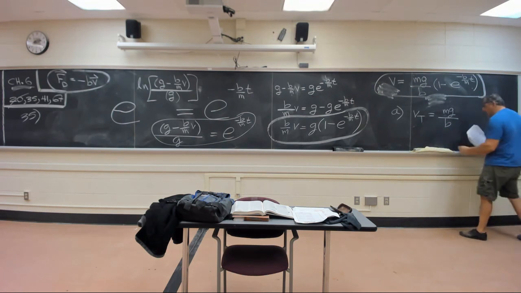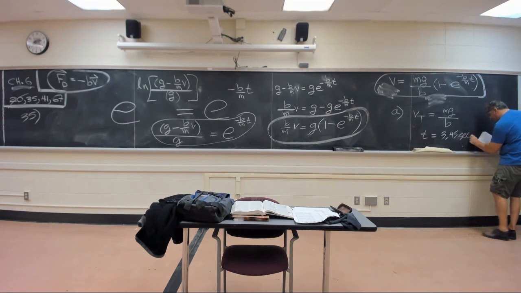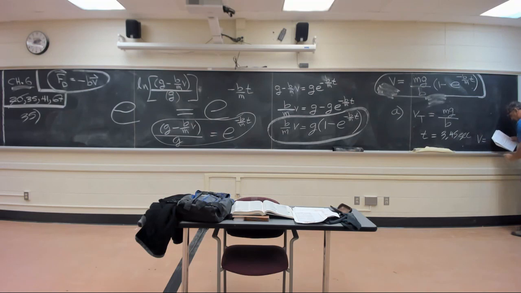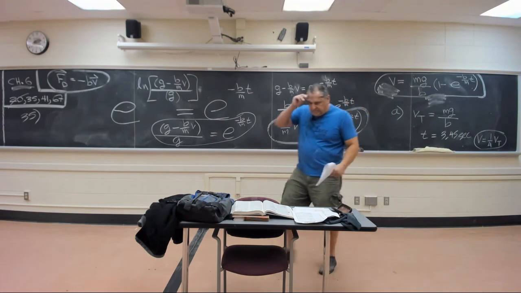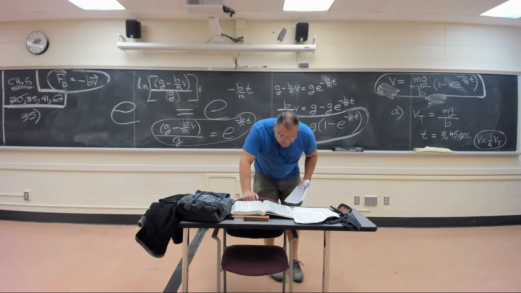And they tell us that T equals 3.45 seconds. They gave us some information. T equals 3.45 seconds, and V is 1/4 V sub t. So let's talk. The way this is spoken, they're telling us it reaches 1/4 its terminal speed in 3.45 seconds. What is the terminal speed of the sphere? What is the distance traveled by the sphere in 3.45 seconds?